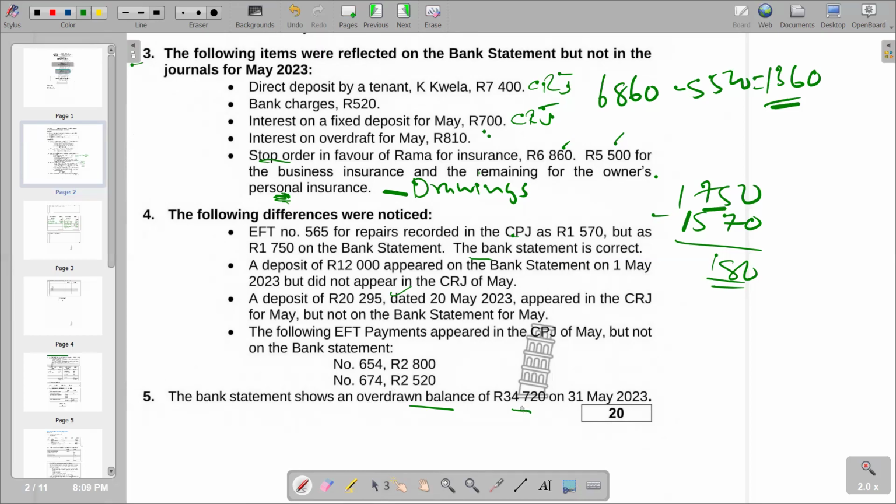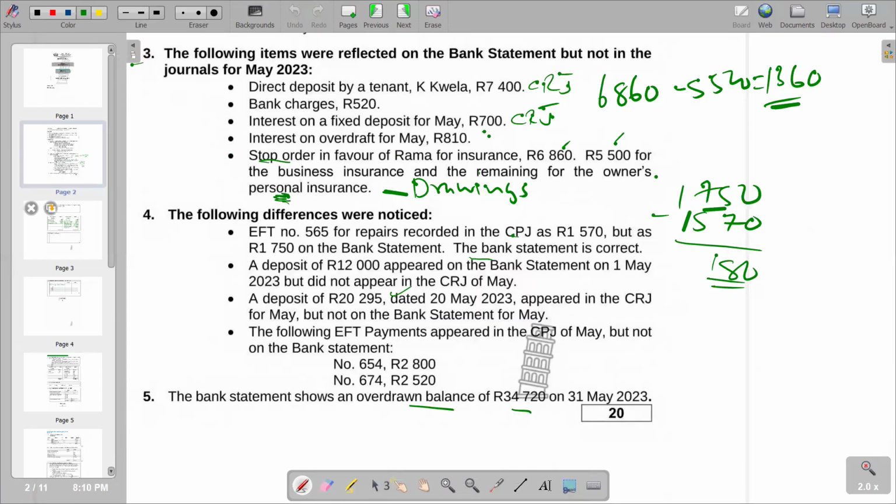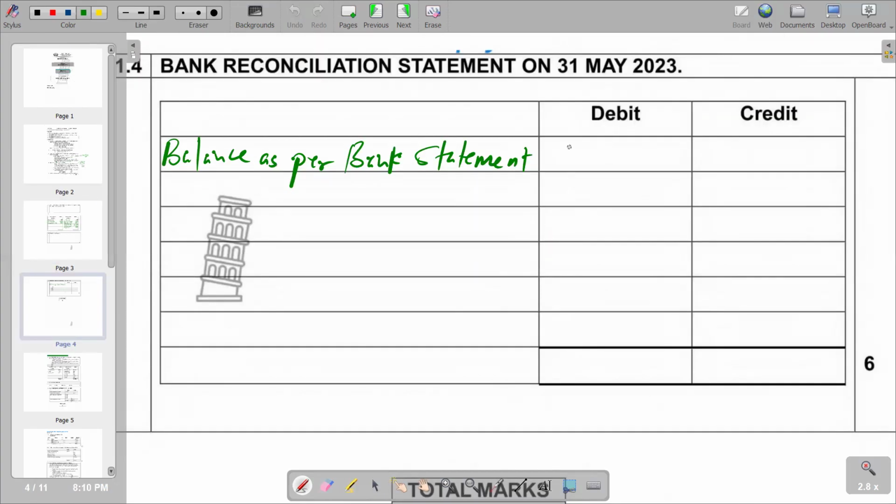And the negative balance of the bank statement will be a debit balance. A favorable balance on the bank statement is a credit balance, but an overdrawn or unfavorable balance will be a debit balance. So we are going to consider the statement as a debit balance. So we come here, we see balance as per bank statement, and the figure we have is 34,720. We are putting it on the debit, 34,720.